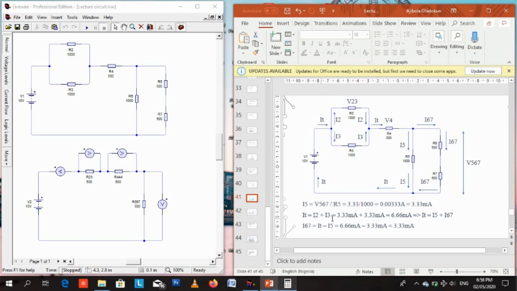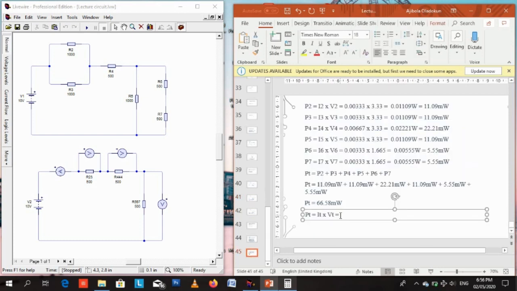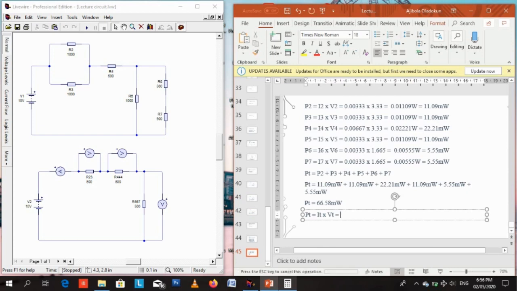So we got total current, we got I67, how that relates to I6 and I7, and how IT splits into I5 and I67. And so now we can also get total power. If you don't want to determine the individual power, you can get total power by simply multiplying total current by total voltage. Remember that P equals IV. So you can get PT, total power, by multiplying total current IT by total voltage VT.